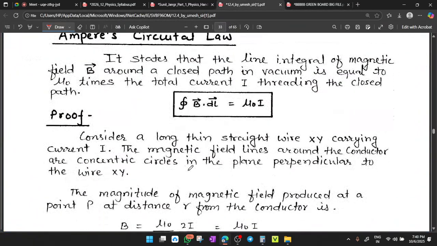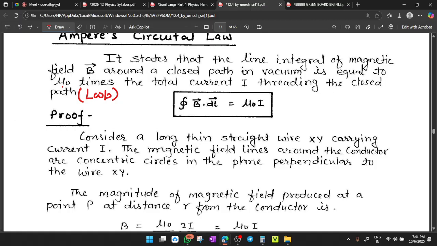Ampere circuital law states that the line integral of the magnetic field B around any closed path in a vacuum is equal to mu naught times the total current I threading the closed path, or you can say threading the closed loop. Clear? This is the statement for Ampere circuital law.